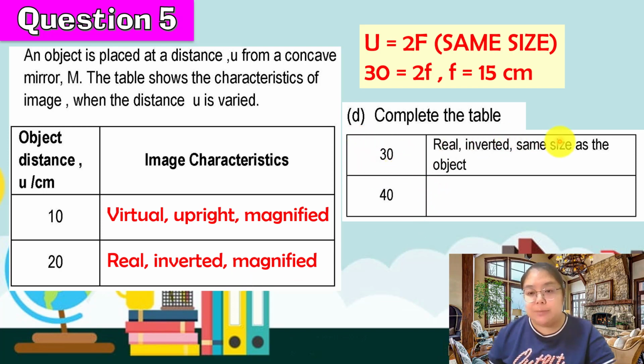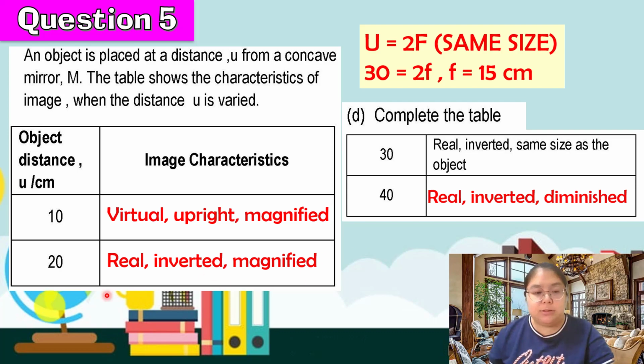Okay, 30 will become same size. Now it's 40. 40 means already over 2f. So over 2f, it's still real, inverted, but you need to know when the object is further, your image will become smaller. So the last one is real, inverted, diminished. So this one is the characteristic of the image when your object distance is moving.